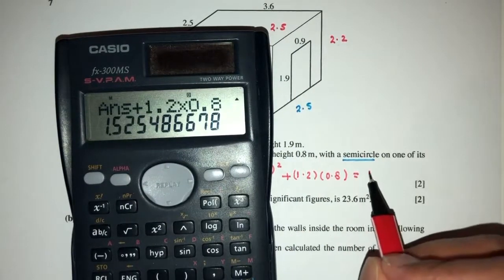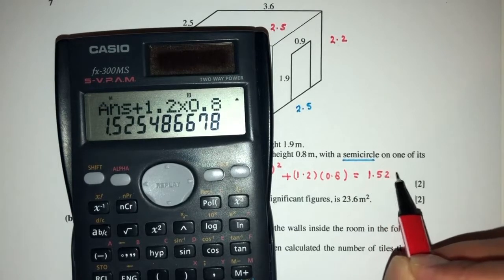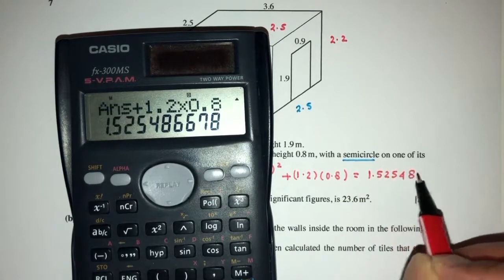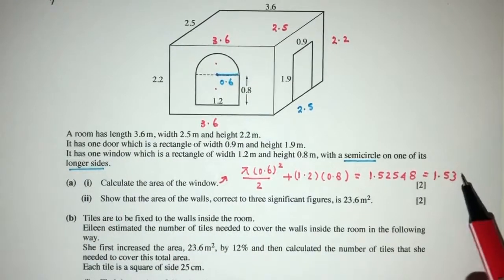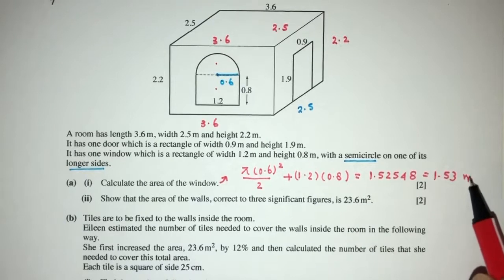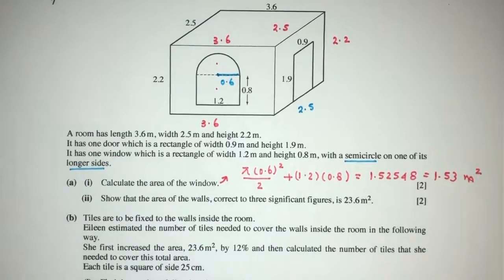That will be 1.52548. Obviously, to 3SF, that will be 1.53 as my answer for the area of the window. That will be in terms of meters square.